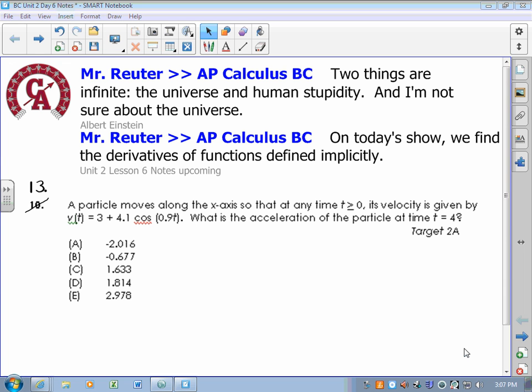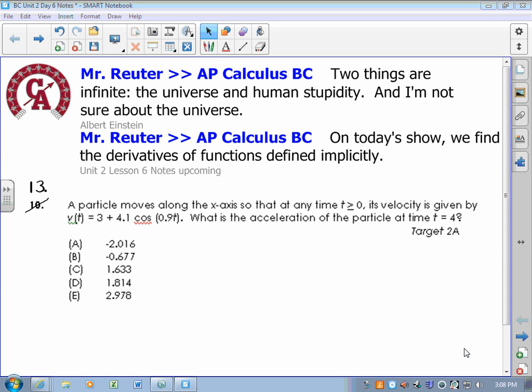All right, Unit 2 marches on. Today, Lesson 6 deals with implicit differentiation, how to find the derivatives of functions defined implicitly. The derivatives of functions where we cannot get y by itself.